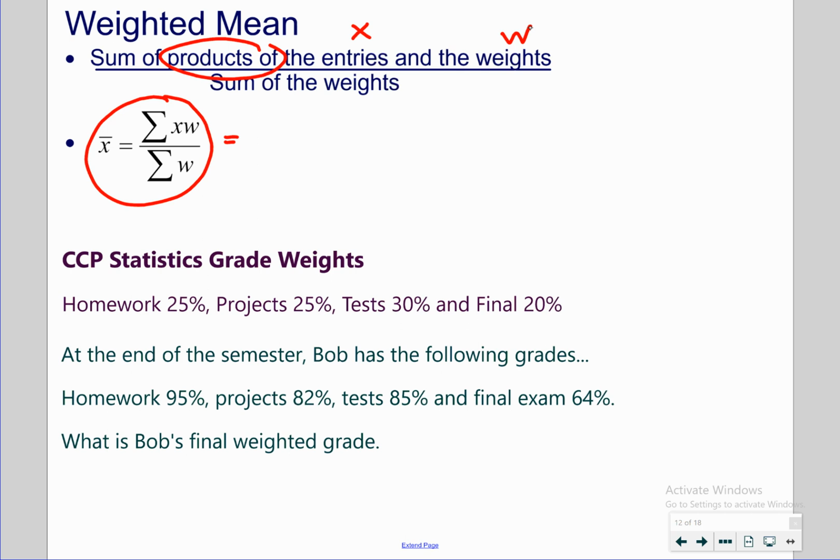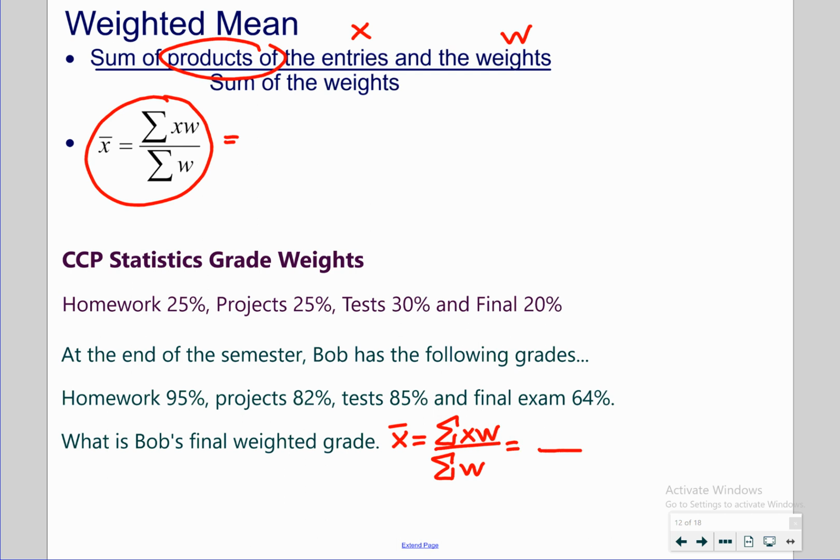So an example at the bottom, homework is worth 25%, projects are worth 20, tests are 30, final exam is worth 20. At the end of the semester, Bob has the following grades. In homework, he has a 95%, projects 82%, tests 85%, final exam 64%. What is Bob's final weighted grade? Okay, so his final weighted grade is the sum of all of his x's times their weights, his grades times the weights of each category, divided by the sum of the weights of each category.